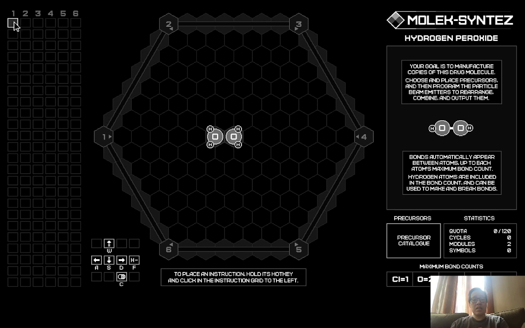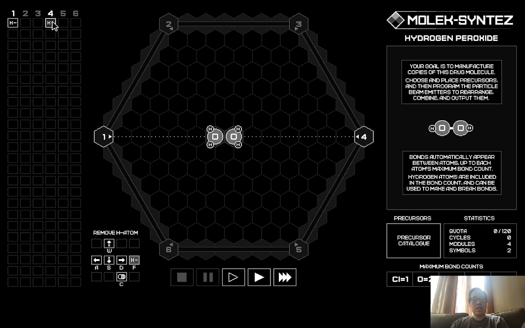So if I hover over 1 and I type F, it doesn't do anything. That's awesome. And I click, it sets that up. And 4, hold down F and click in 4. And that will make the bond happen. And I should be able to use the delivery in that line, as long as it's pointing at where the peroxide molecule will form.